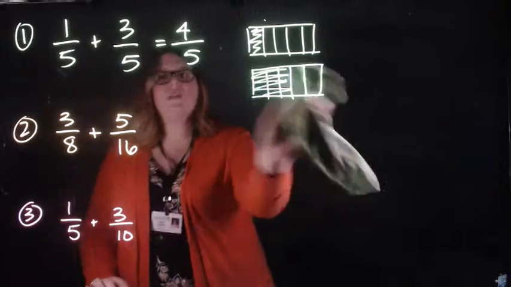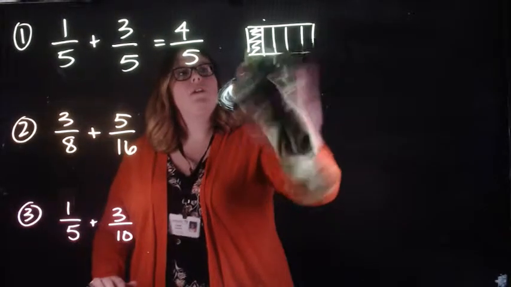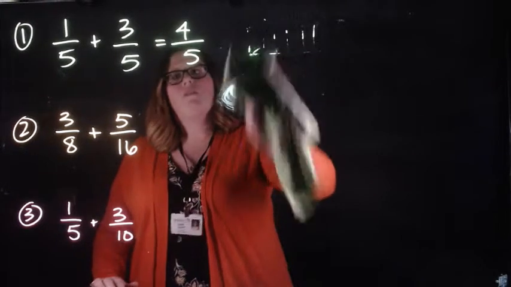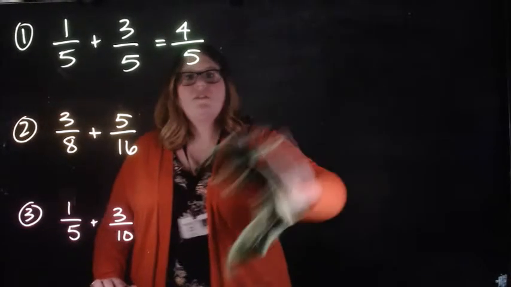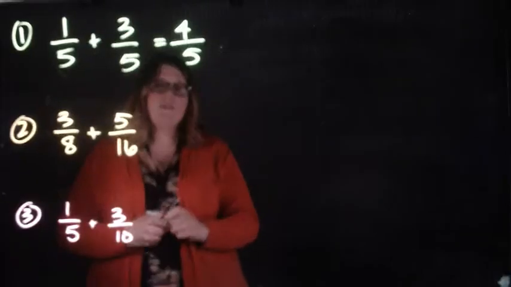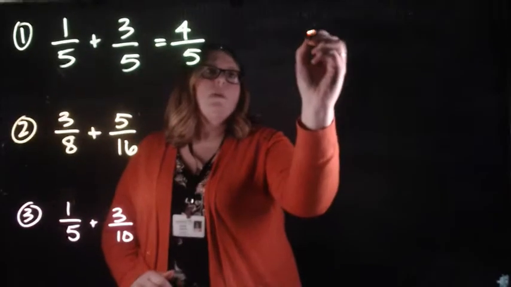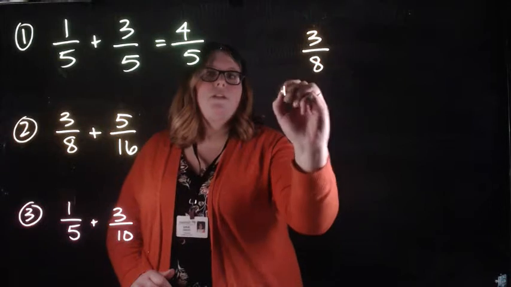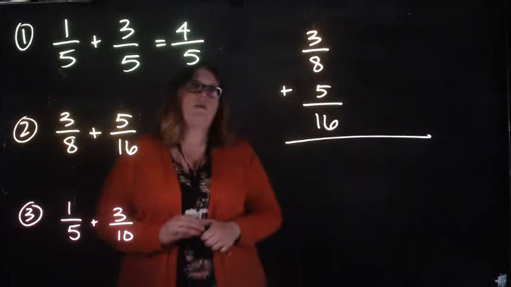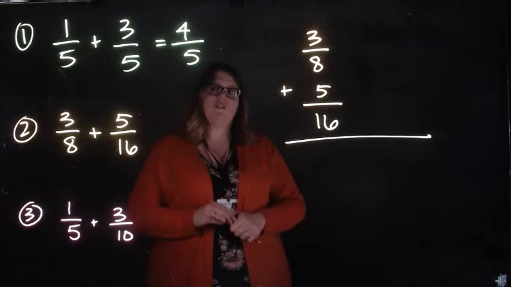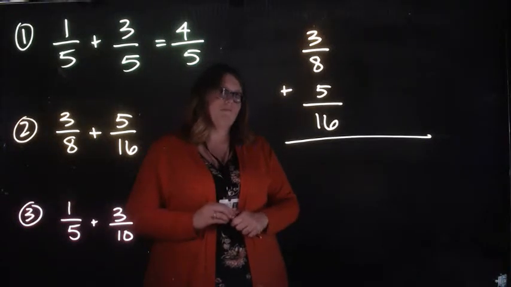So let's go into an example of when our denominators are different. Our next one here, I have 3/8 plus 5/16. So now our denominators are different, right? So we have to make them the same. I'm going to suggest writing them vertically instead of horizontally, and really that's just preference. But when we add or subtract fractions, that would be my recommendation.